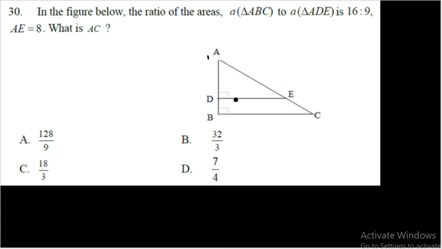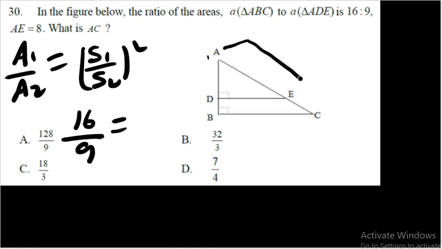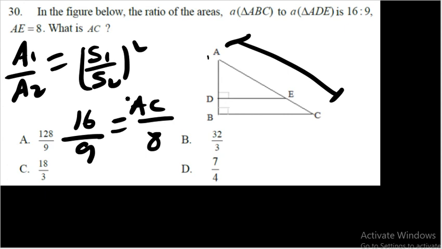The two triangles being similar means the area ratio is equal to the side ratio squared. That means A1 over A2, the area ratio, is the same as S1 over S2, the whole squared. Area 1 is 16, the larger one, over 9, equal to AC over AE squared. I consider the larger one as area 1 and the smaller one as area 2, so S1 means the larger side. Which one is larger, AE or AC? AC is the larger one, because AC goes from here to here, and AE, the corresponding side, is the smaller. So 16 over 9 equals AC over 8, the whole squared.